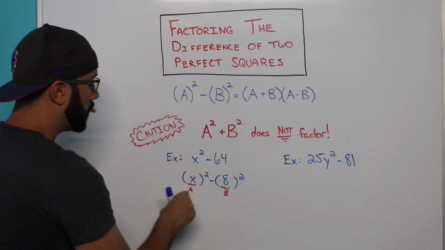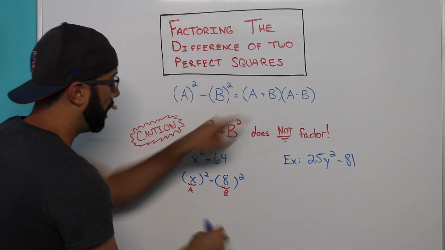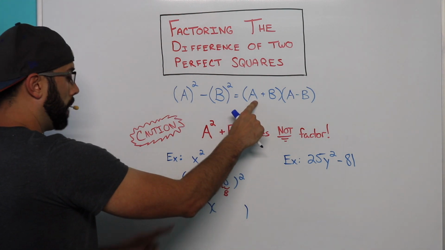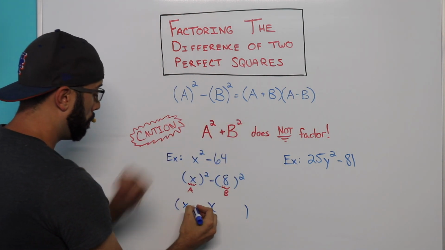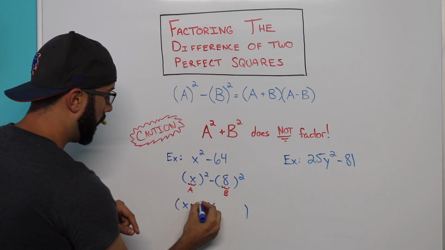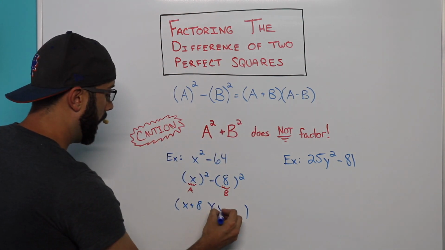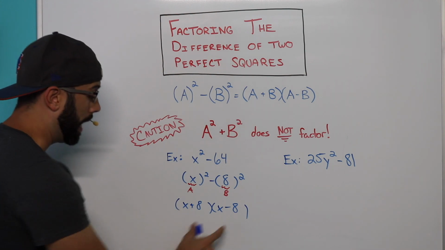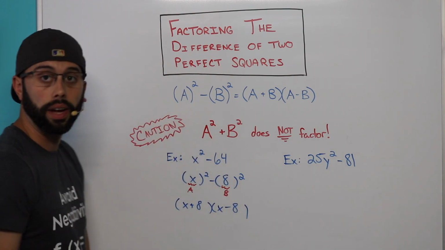So if we look right here, let's just follow the formula. We have this side, now let's go to this side. All we have to do is plug it in. What's my a? x plus 8, x minus 8 right here. And that is now in factored form, something times something.